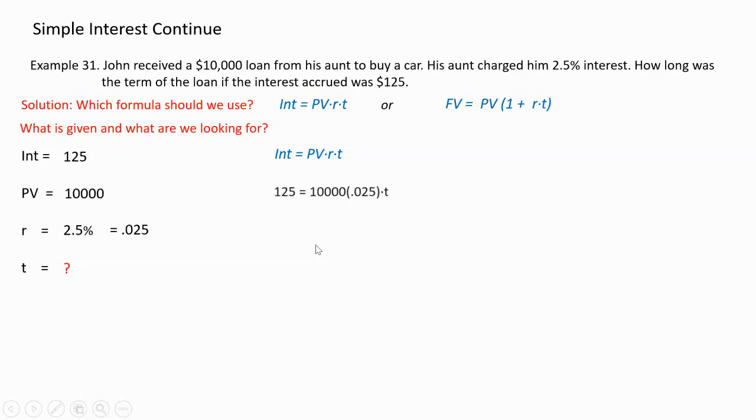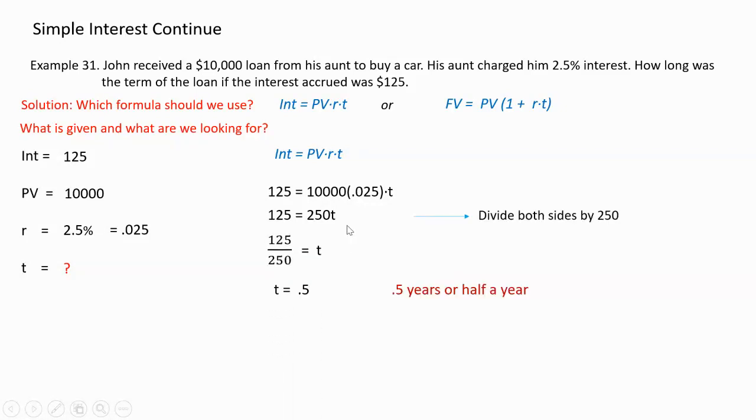And now all we do is put in the calculator. So we multiply the 10,000 times 0.025, we get 250. So 125 equals 250 times t. We divide both sides by 250 and we get 0.5. So 0.5 or half a year is the answer, half a year.